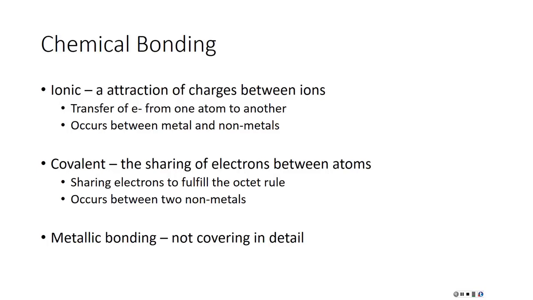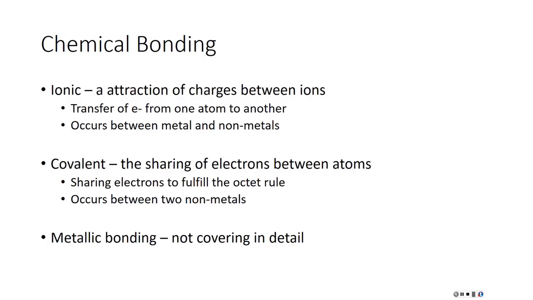The first type of bonding is ionic bonding. Attraction of charges between ions. So when you've got a positive charge and a negative charge, this is when you see ionic bonding. This occurs because you're transferring electrons. Your sodium is giving up an electron, your chlorine is taking an electron. That's a transfer of electrons. Generally, this occurs between metals and nonmetals. As far as this class is concerned, ionic bonding is between a metal and a nonmetal. That's always going to be the case.